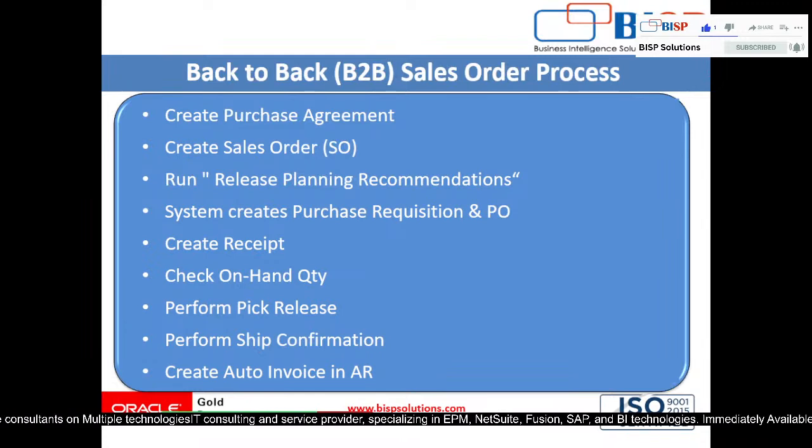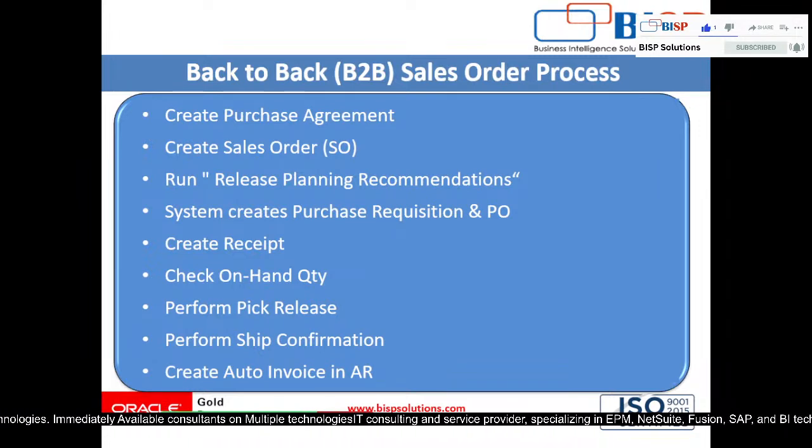And in that case, if the system does not generate any purchase requisition and purchase order, at that time you have to run this release planning recommendation job, right? Because some issue occurred, it is recommended that we run this release planning recommendation job. It's not mandatory, but if you face any issue, you can run this, right?